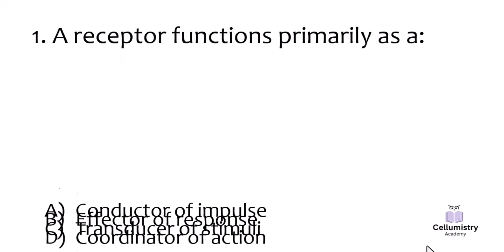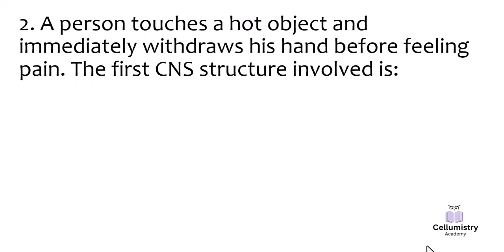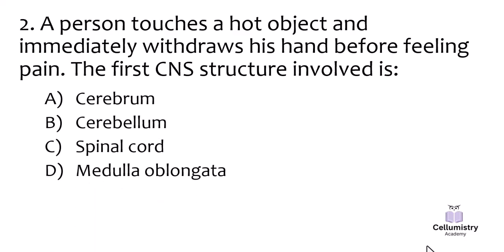A receptor functions primarily as a. Answer is C. Transducers of stimuli. A person touches a hot object and immediately withdraws his hand before feeling pain. The first CNS structure involved is. Answer is C. Spinal cord.